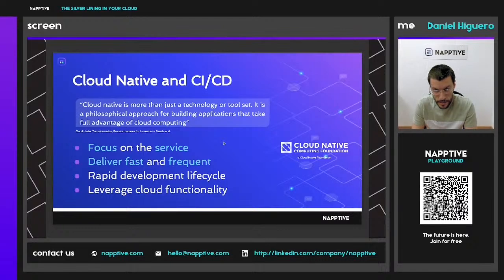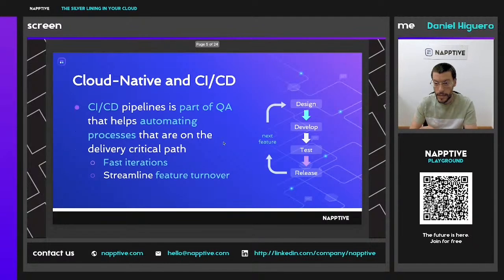So from the point of view of cloud native, we try to focus on the service, on our application, which is what our customers are consuming, and is the way that we get money back into the company. We want to make sure that we are able to deliver fast and frequently. We want to put new functionality in front of our customers as soon as possible. For that, we want to obtain a rapid development lifecycle, so we want fast iteration. And of course, we also want to leverage all the cloud functionality that we have, right? This is what we want to keep in mind when thinking about cloud native.